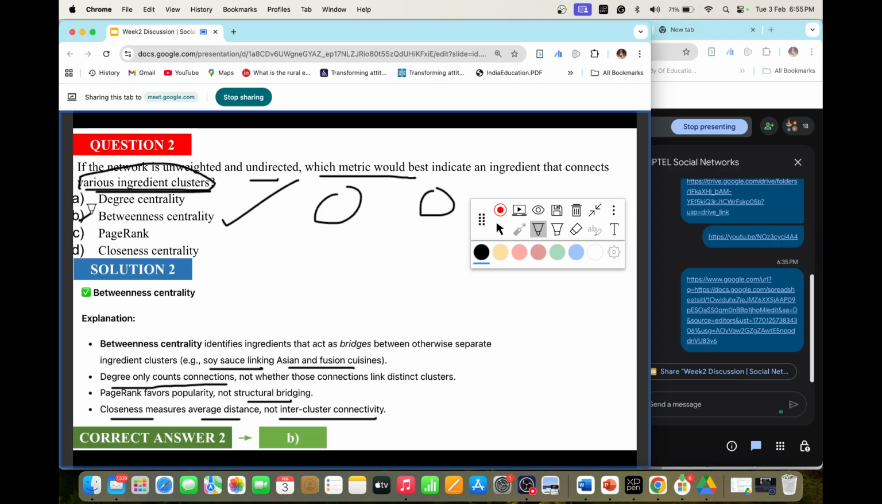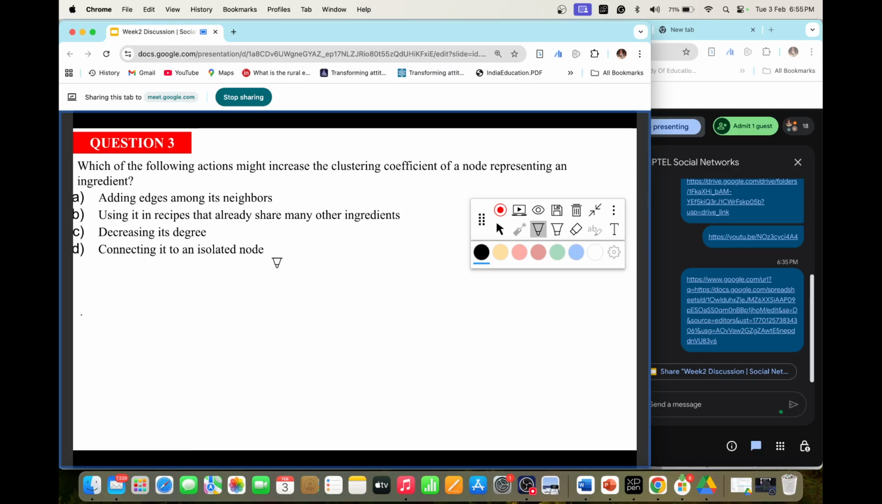That is betweenness centrality. So this is the second question's answer. If the network is unweighted and undirected, which metric would best indicate an ingredient that connects various ingredient clusters? That is betweenness centrality. Okay, so this is the answer of question number 2.